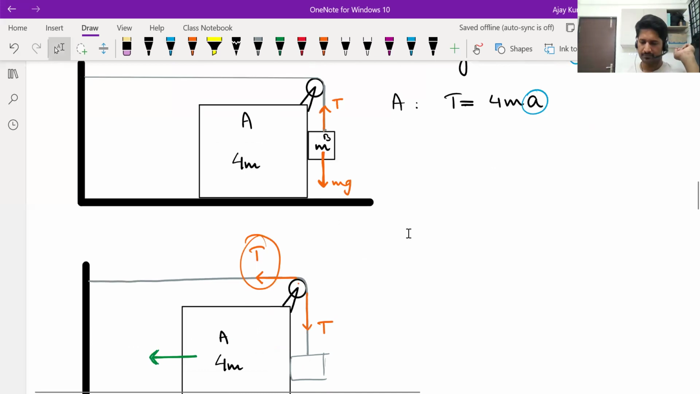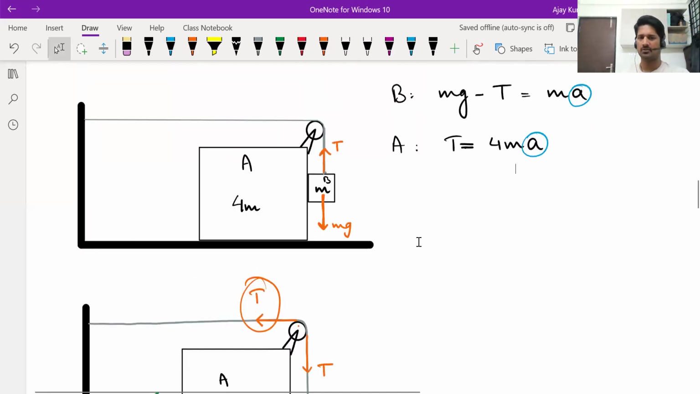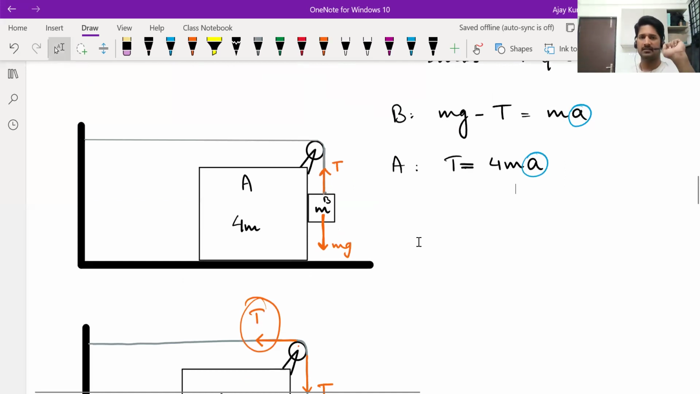Okay. Since there is only one string, by whatever distance 4m moves to the left, by the same distance m comes down, you are saying. Okay. But listen, there's something to be discussed here also. Only for the initial instant, their accelerations will be equal.